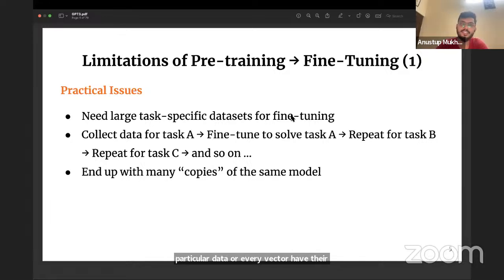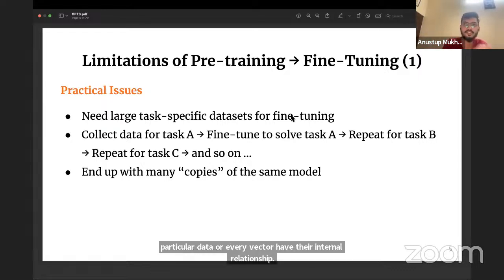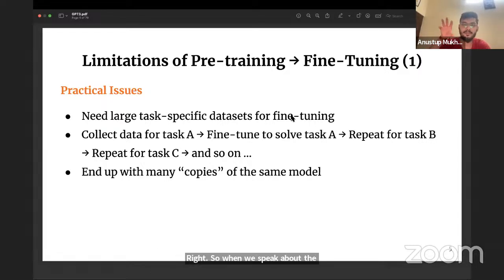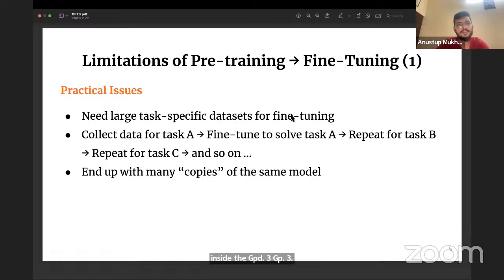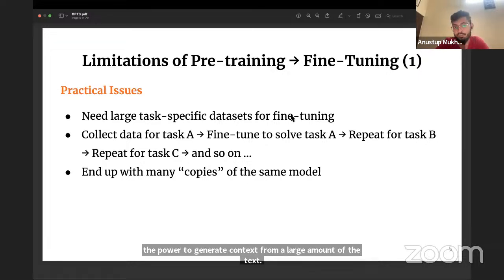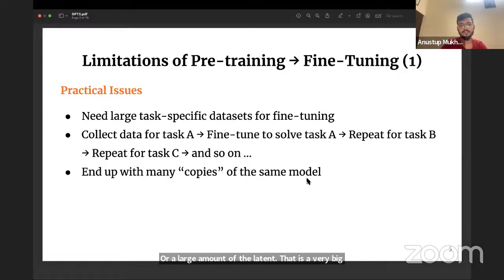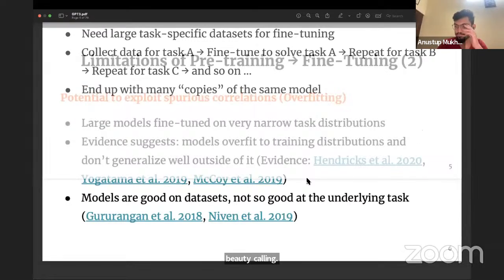When we speak about GPT-3 engines, the same concept applies, because from a basic architectural point of view GPT-3 follows the transformer architecture. We even use multi-head attention modeling architectures inside the GPT-3 model, right? But it has the power to generate context from a large amount of text or data. That is a very big beauty of it. So what things did GPT-3 solve for us?